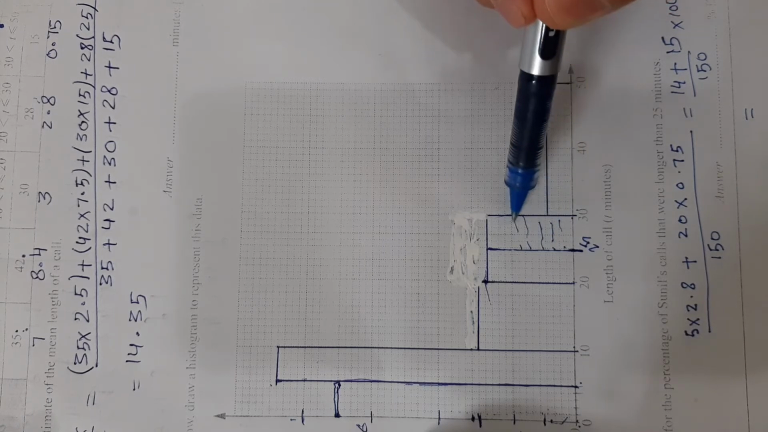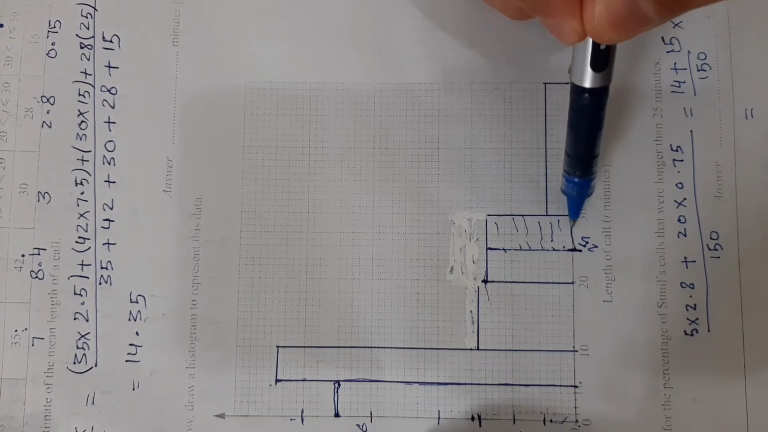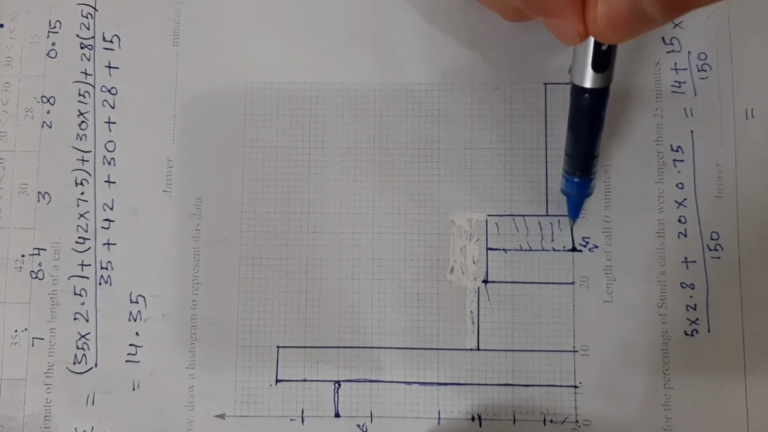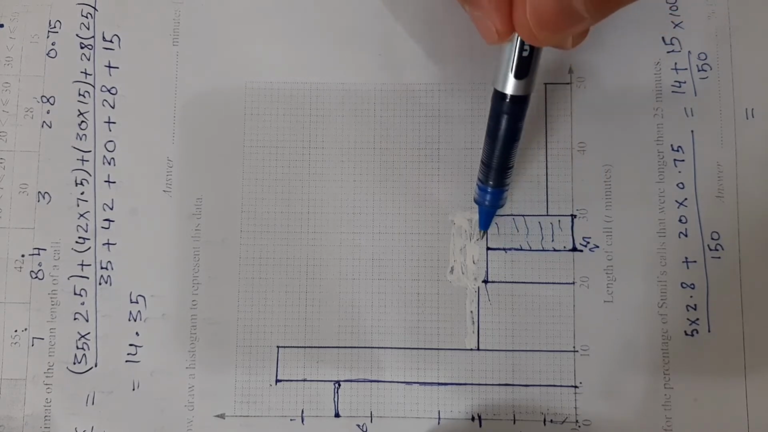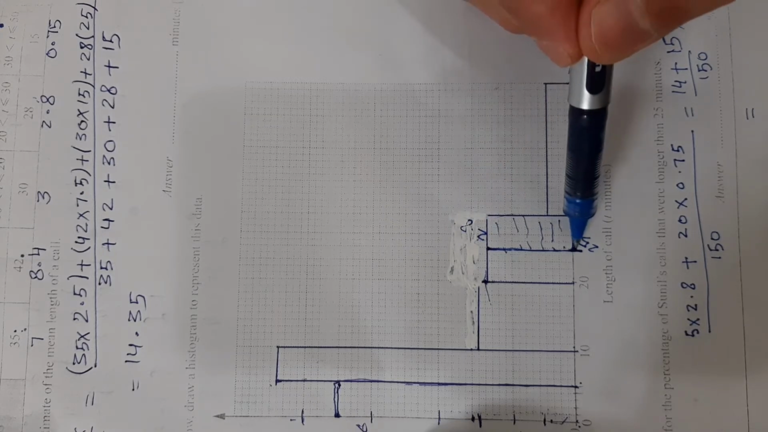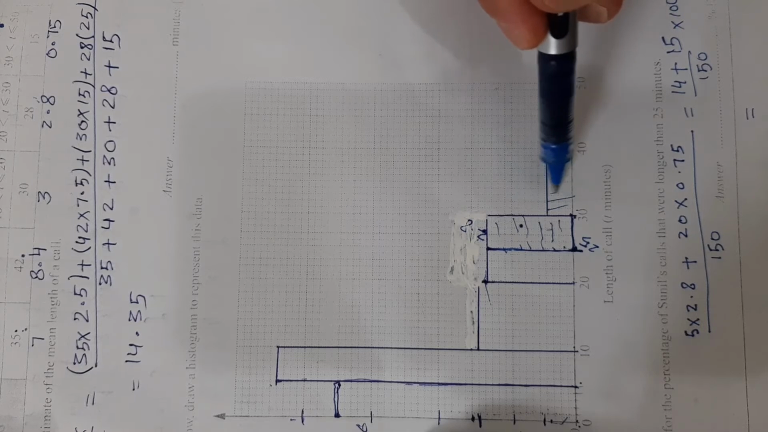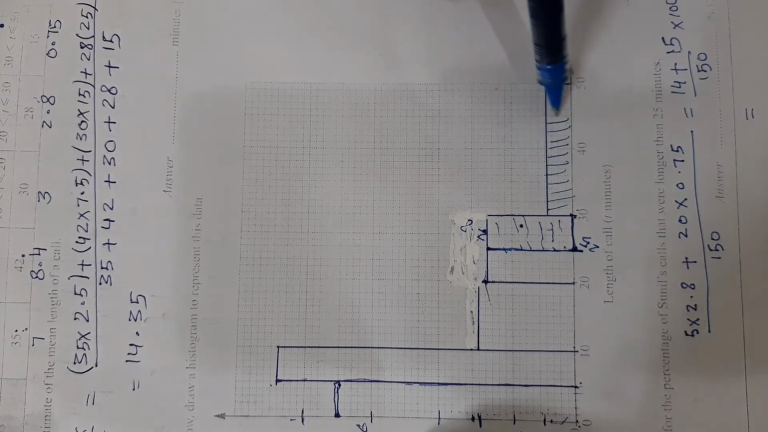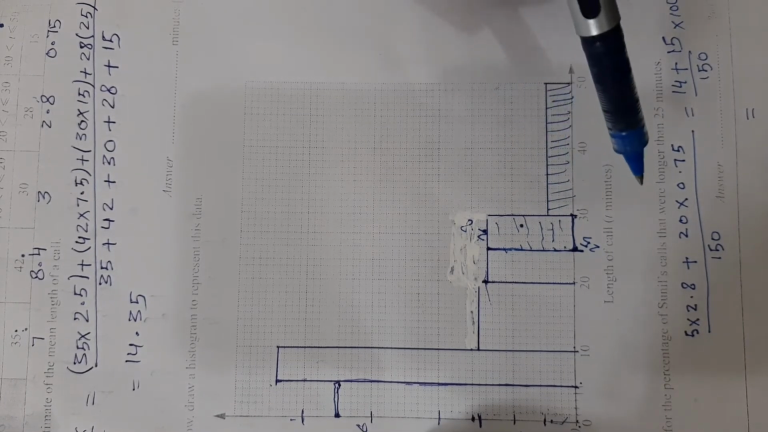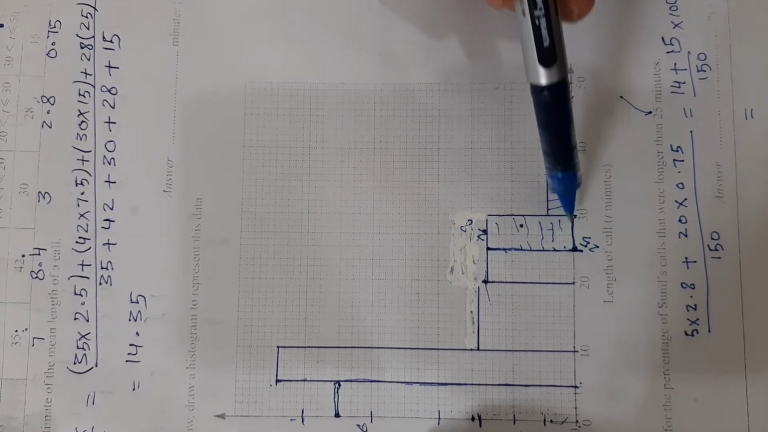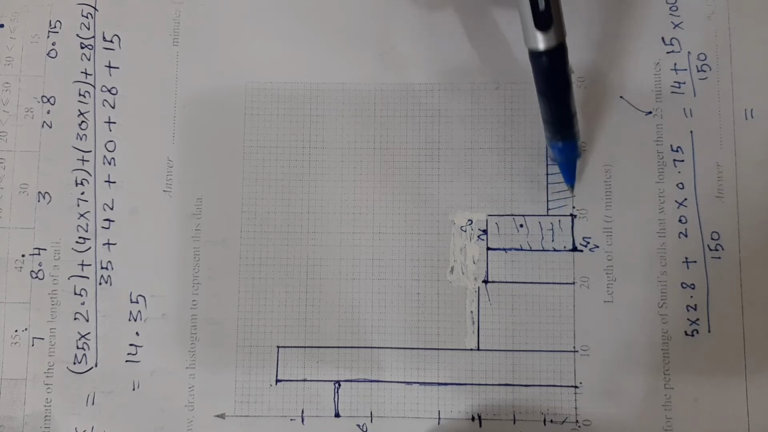The area: the width from 25 till 30 is 5, and the height is 2.8. So width into height will give you the area. Similarly, find the area of this section, because we have to find the percentage of the number of calls having time more than 25 minutes. So this is included in more than 25 minutes.